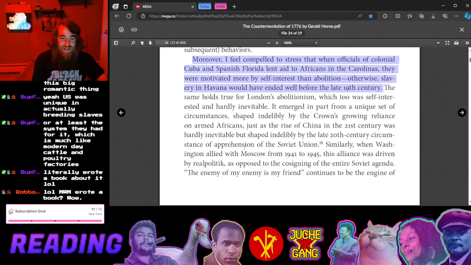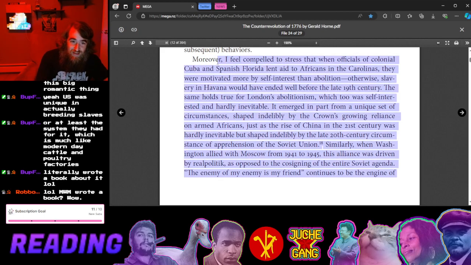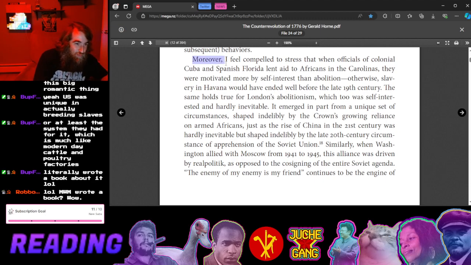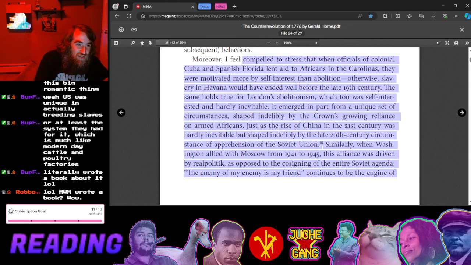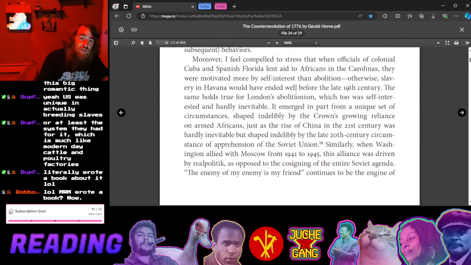But as he's pointing out here very, very clearly, right here in the preface of the book, we're only 12 pages in total, and he's already saying right here, moreover, I feel compelled to stress that when officials of colonial Cuba or Spanish Florida lent aid to Africans in the Carolinas, they were motivated more by self-interest than abolition. Otherwise, slavery in Havana would have ended well before the late 19th century. The same holds true for London's abolitionism, which too was self-interested and hardly inevitable.